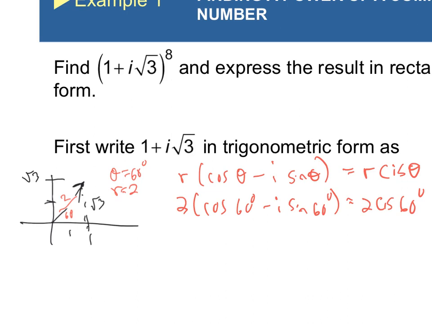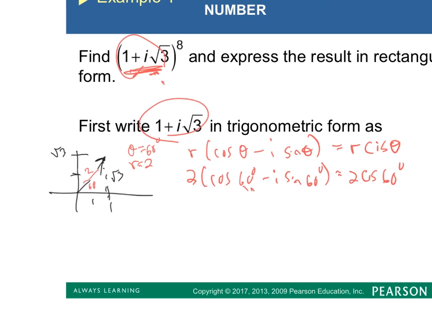That's a polar in rectangular form. There's no trig in that one, but I did write this part. I wrote it down here. That's this part right here. So that's my first step.